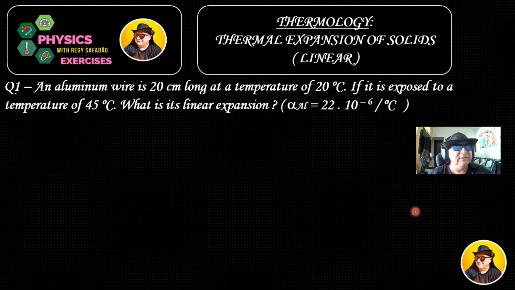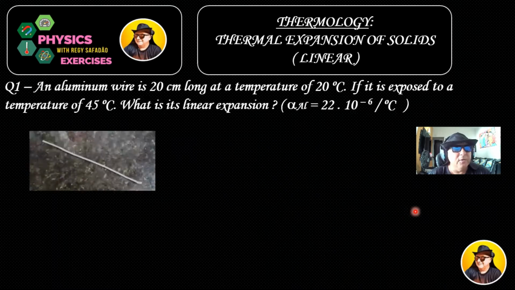Pay attention. An aluminum wire is 20 centimeters long at a temperature of 20 degrees centigrade. If it is exposed to a temperature of 45 degrees centigrade, what is its linear expansion? Given alpha of the aluminum is 22 times 10 to minus 6 over degrees Celsius.